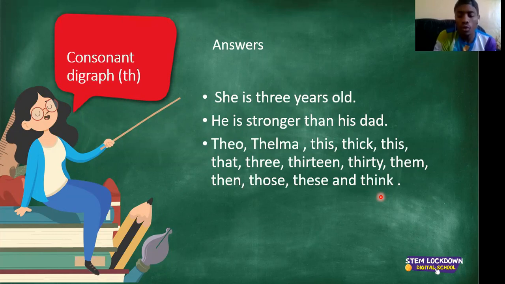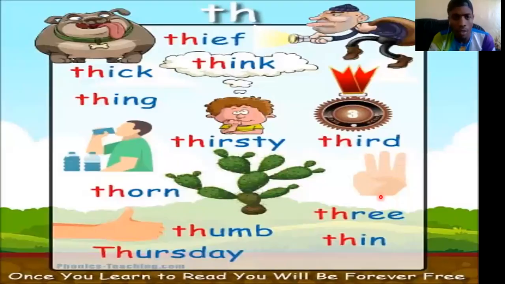Let me go to the next part. Let us look at these words. You sound the word like 'th', so it's T and H together. The word we think of is thief. A thief is a person who steals, a person who robs, a person who mugs.